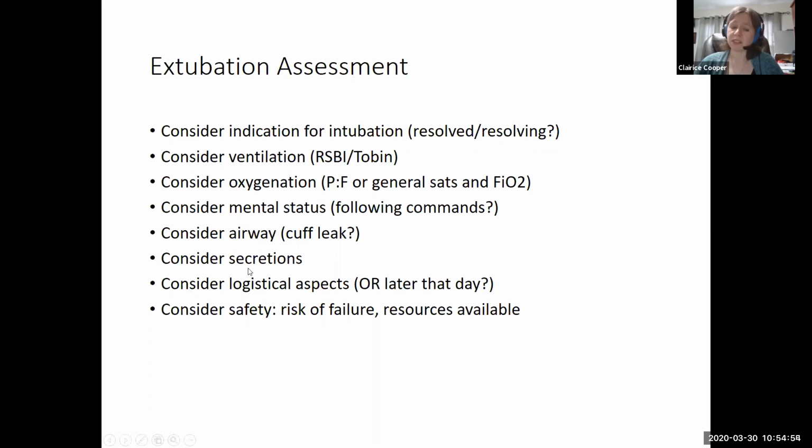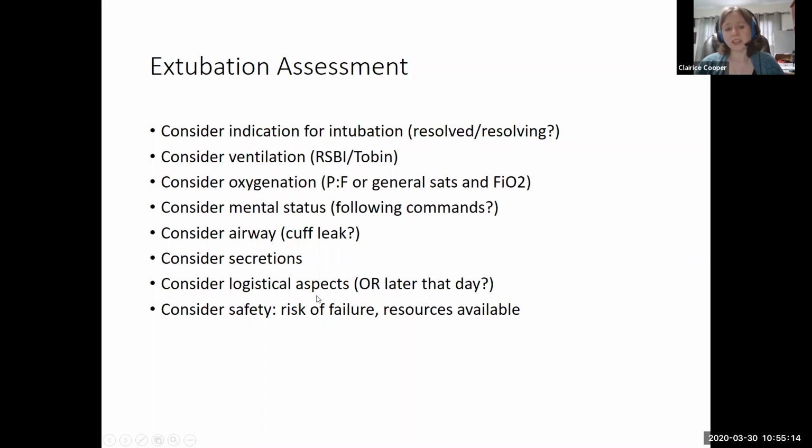Maybe they have a successful spontaneous breathing trial, but the nurse says, yeah, I'm suctioning thick secretions twice an hour. Well, that patient's probably not going to be successful at this point with extubation, and that would be a reason to keep them intubated while we look at how we can address that.